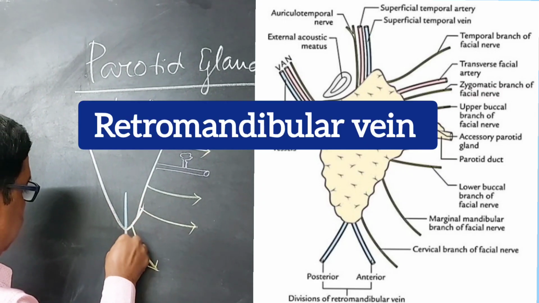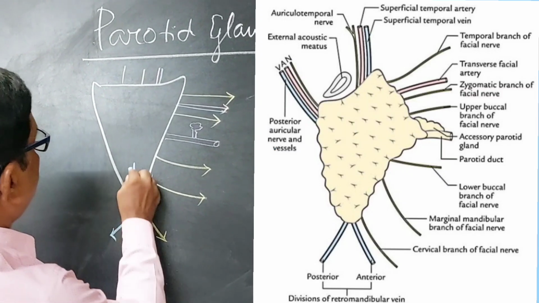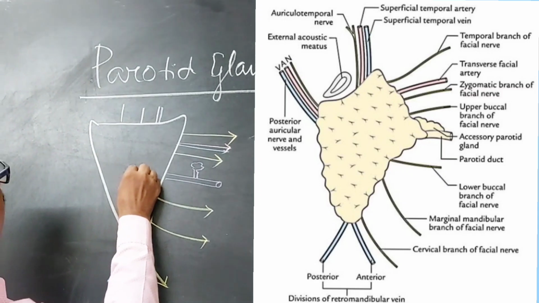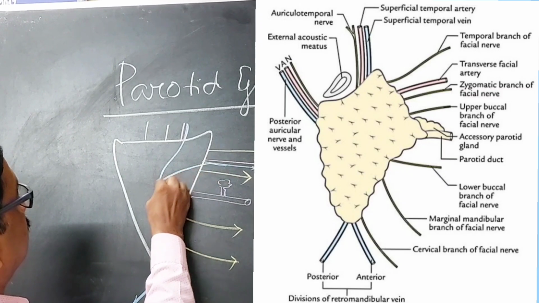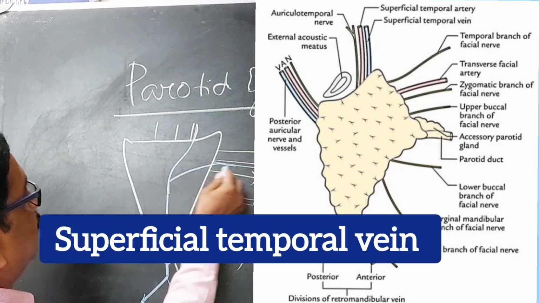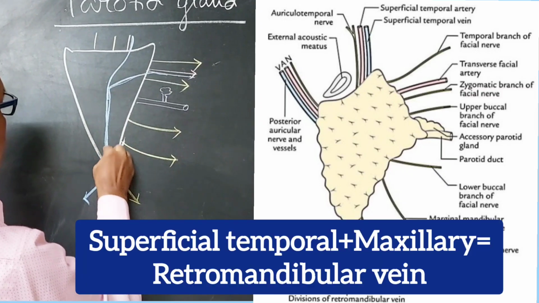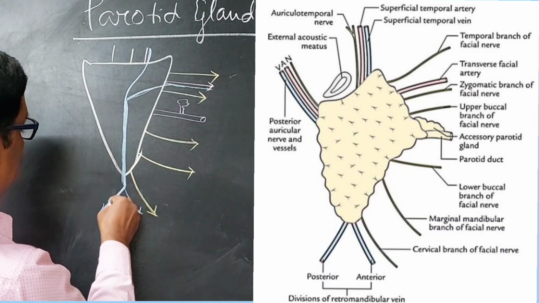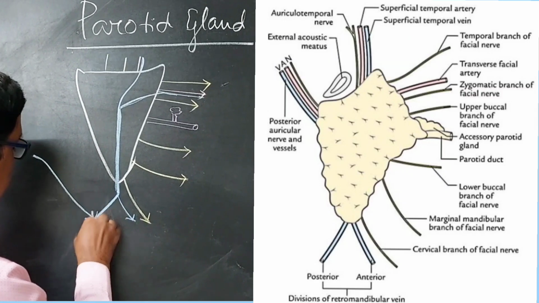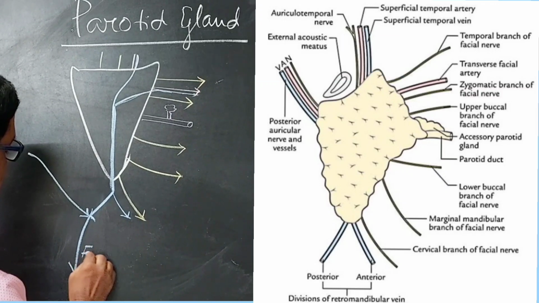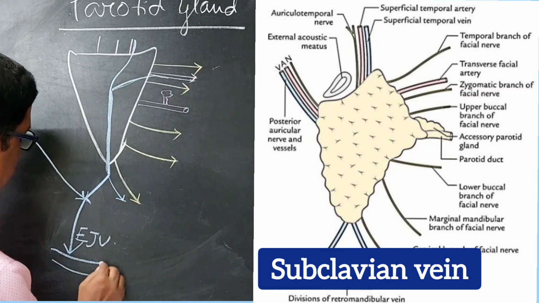Here it comes out, then divides into posterior division and anterior division. So if I trace this, it will be formed by two veins. This is one vein, this is another vein. This vein is superficial temporal vein, this vein is maxillary vein. This is retromandibular vein. It divides into posterior division which joins with the posterior auricular vein and forms the external jugular vein. External jugular vein which drains into subclavian vein here.